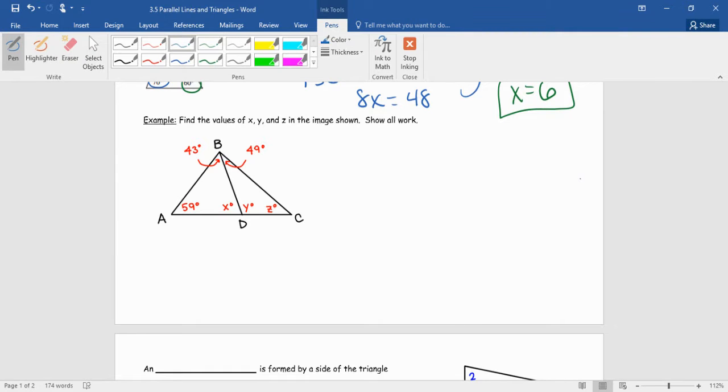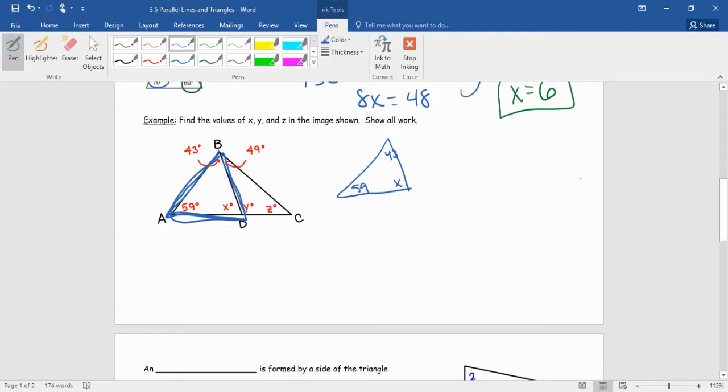So I am going to start. There's a couple ways to do this. I am going to start by finding x first. And the way I'm going to do that is I'm going to just look at this triangle with the A, B, and the D in it. Okay. And I'm just drawing it over here to the side. So here's the x, here's the 59, and up here at the top is the 43.